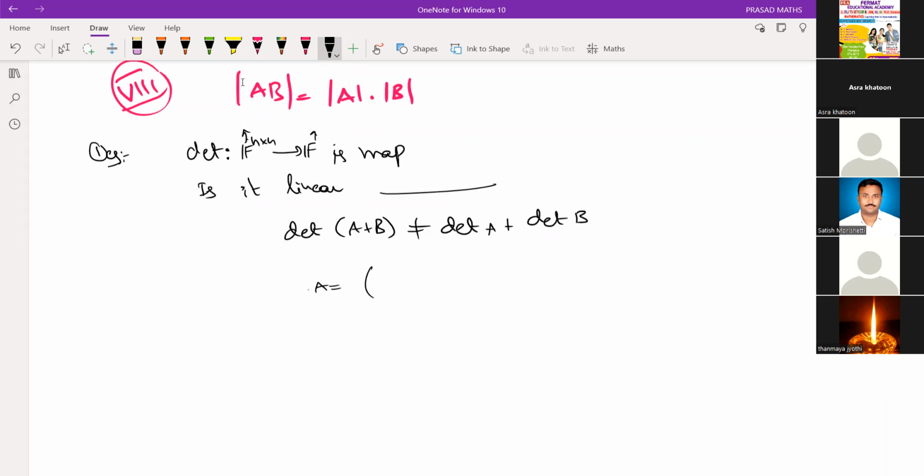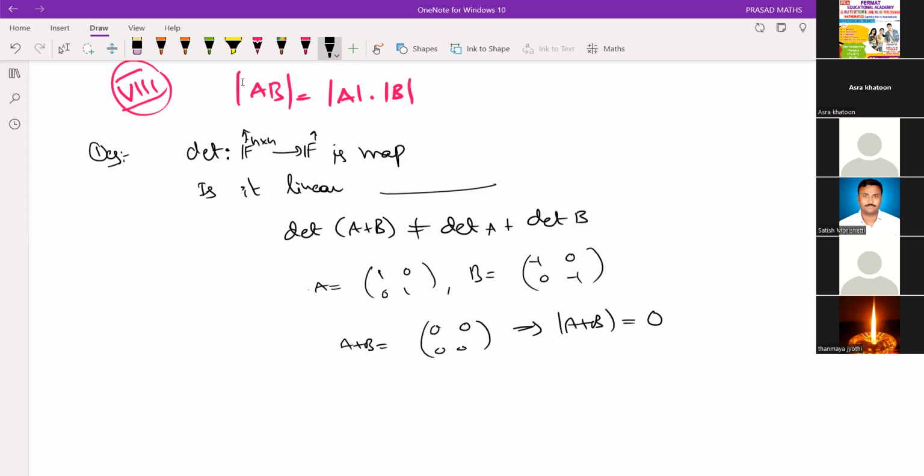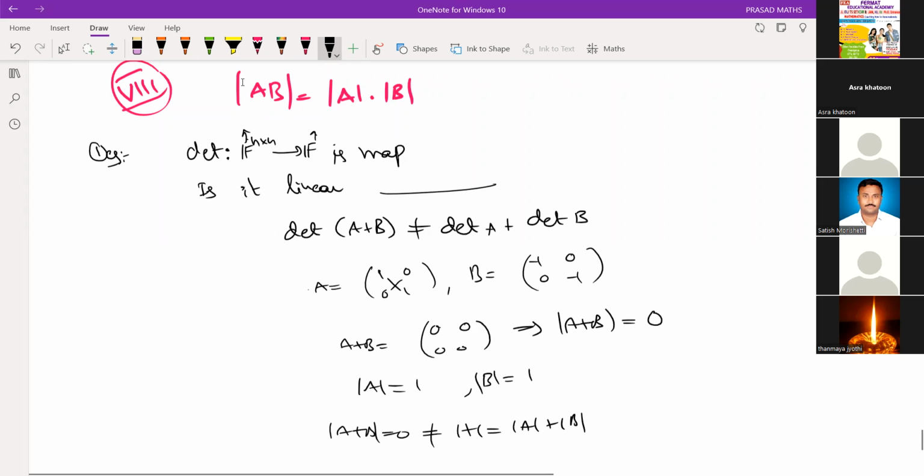A equals 1, 0, 0, 1. B equals -1, 0, 0, -1. What is A plus B? A plus B is nothing but the zero matrix. Therefore, det of A plus B is 0. What is det A? Det A is AD minus BC, therefore 1. Det B is also 1. Therefore, det of A plus B is 0, which is never equal to 1 plus 1, that is det A plus det B. Therefore, what you observe is that the det map is not linear.